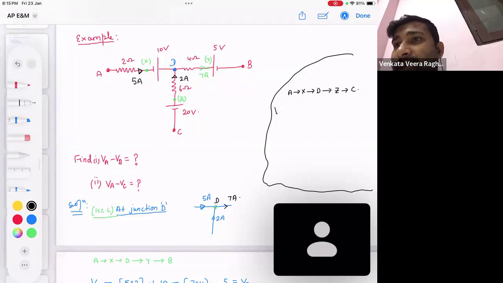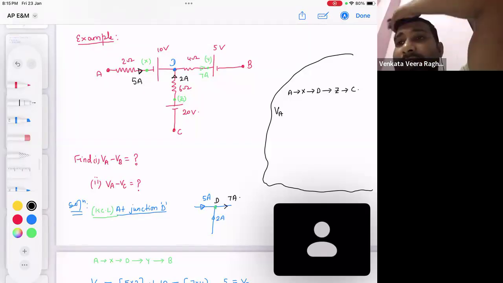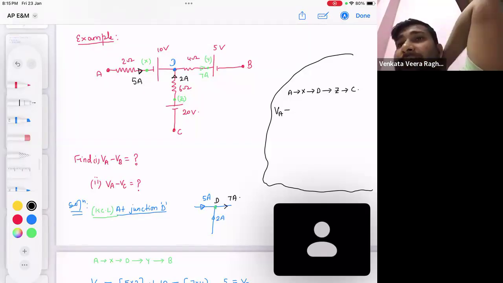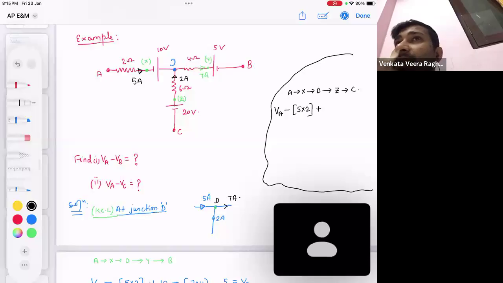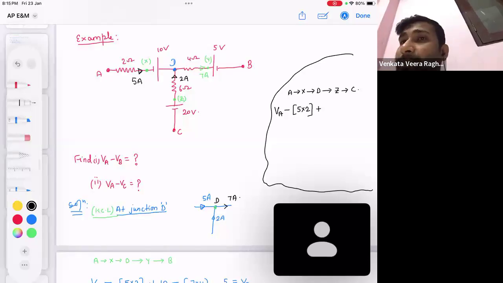Let's start. A potential VA. A to X, current direction. Current direction means high to low potential. High to low potential means minus. How much minus? I into R. Next, X to D. X is the negative terminal of the battery, D is the positive terminal. So negative to positive terminal means low to high potential. Low to high potential means potential will increase. So plus. How much plus? Battery.